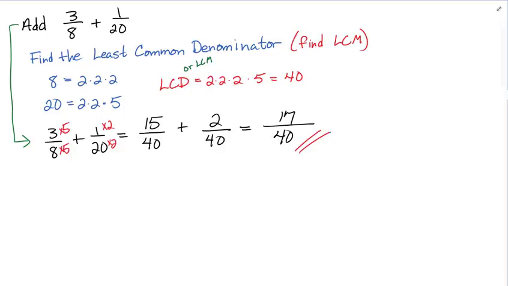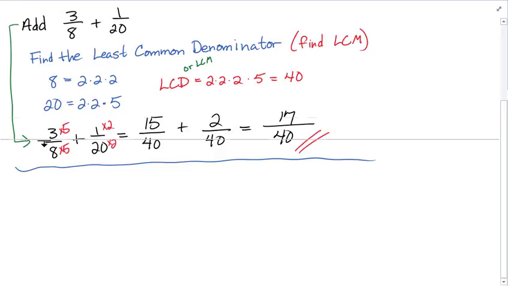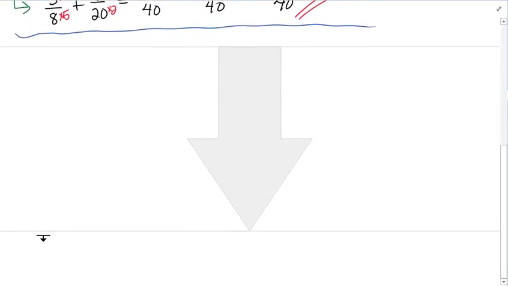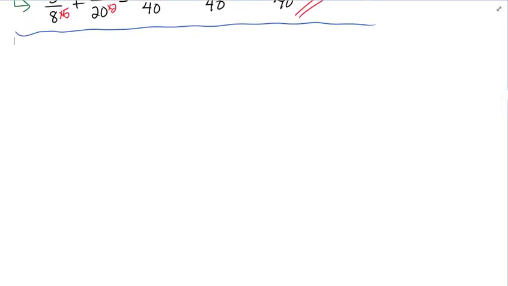Okay, so that was kind of a long process. I mean, all my talking made it longer. But you find out what the common denominator is going to be, change your fractions so they have that common denominator, and then add or subtract as the case may be. Okay, let's try another one here. Let's do a subtraction problem and see how that goes.